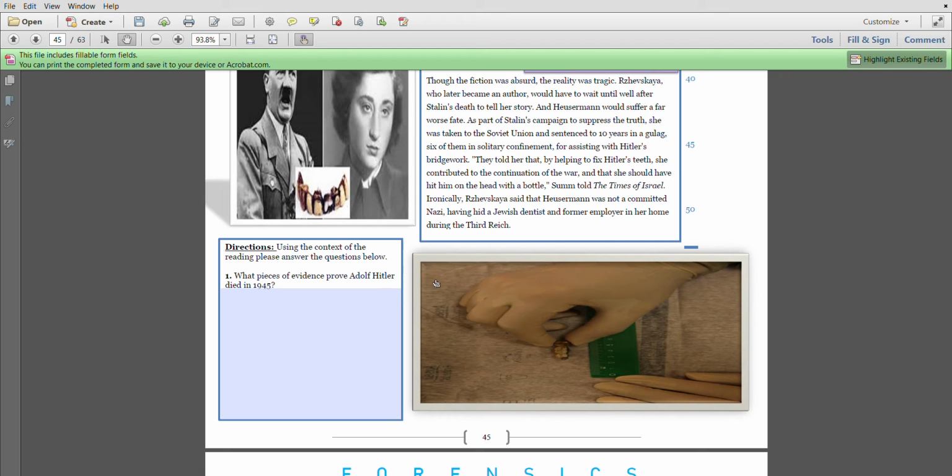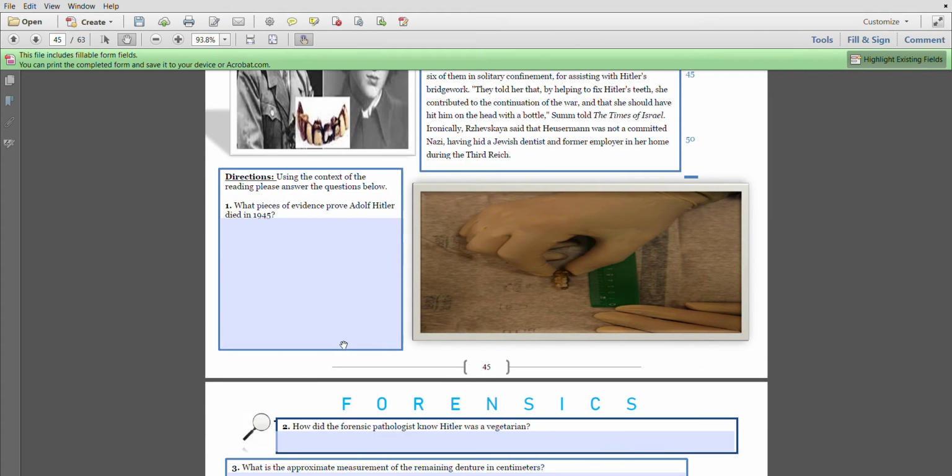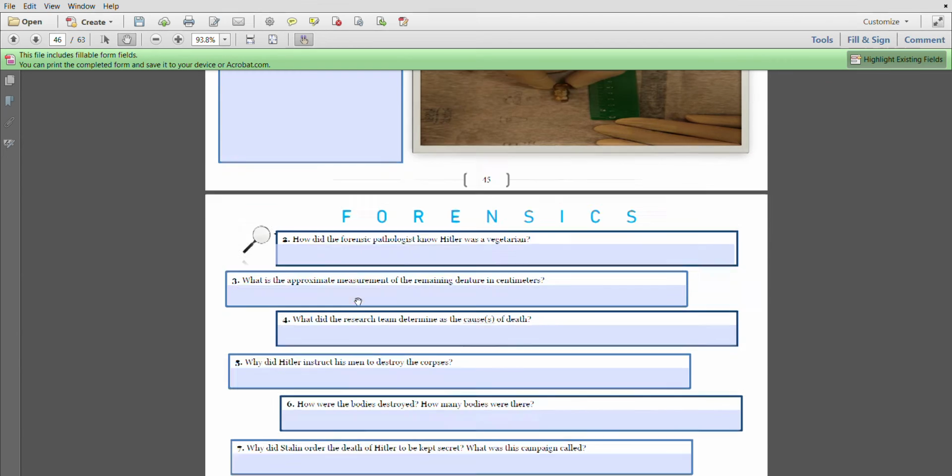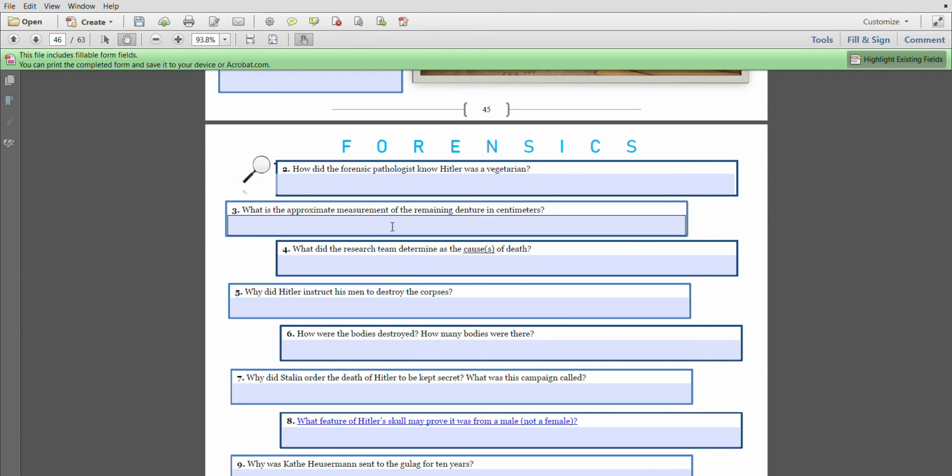Using the context of the reading, please answer the questions below. 1. What pieces of evidence prove Adolf Hitler died in 1945? 2. How did the forensic pathologists know Hitler was a vegetarian? 3. What was the approximate measurement of the remaining denture in centimeters? 4. What did the research team determine as the cause of death?